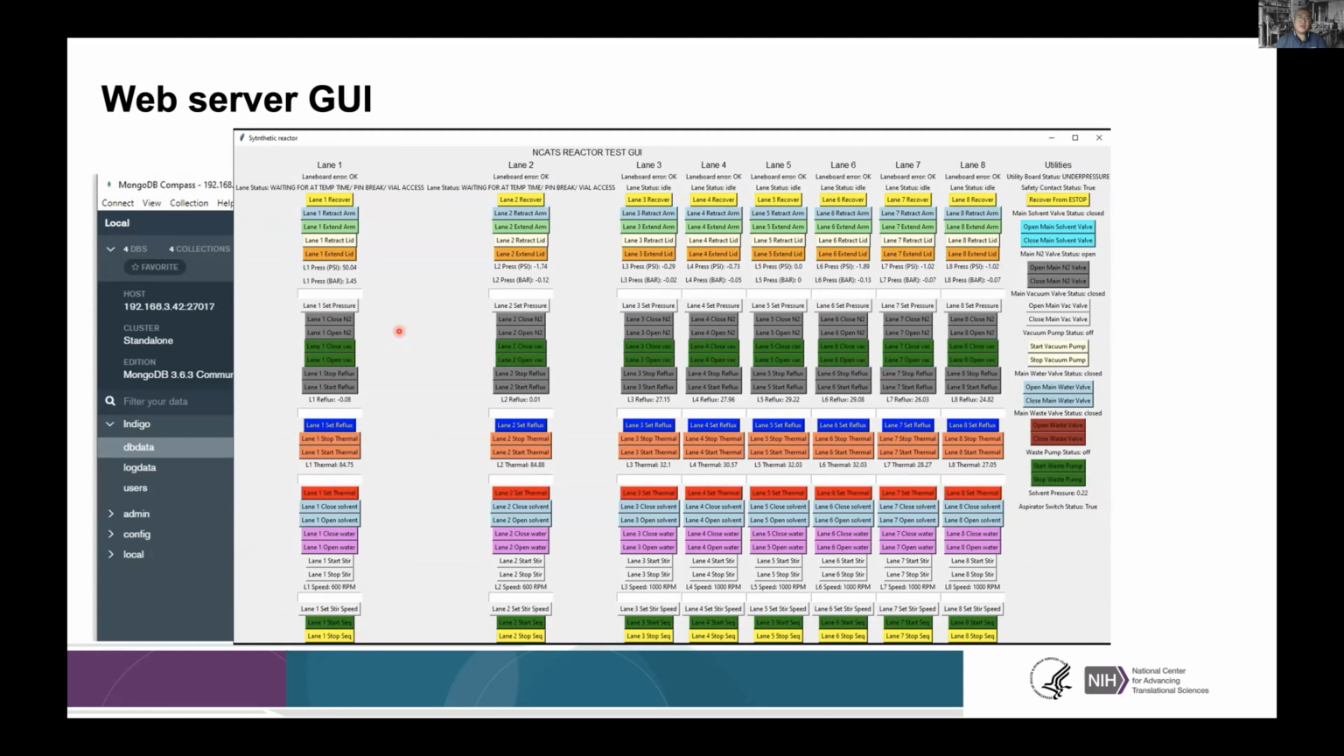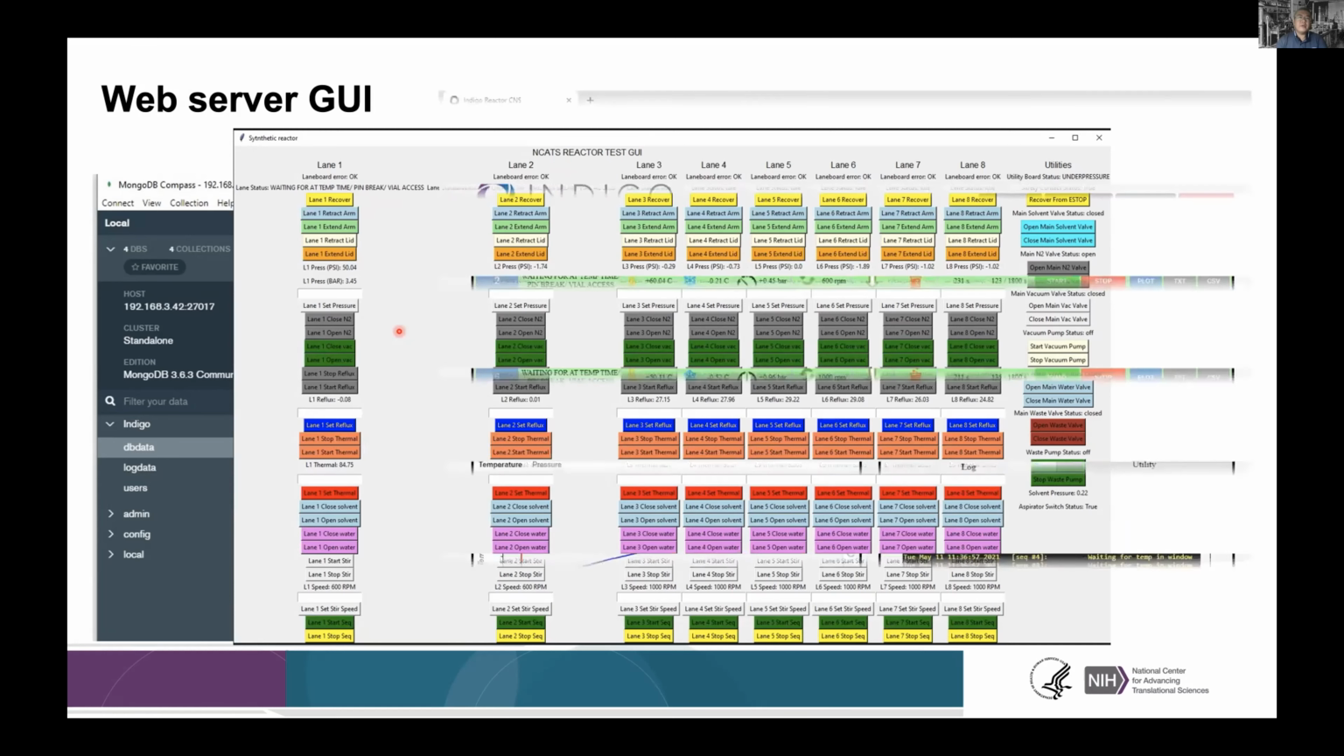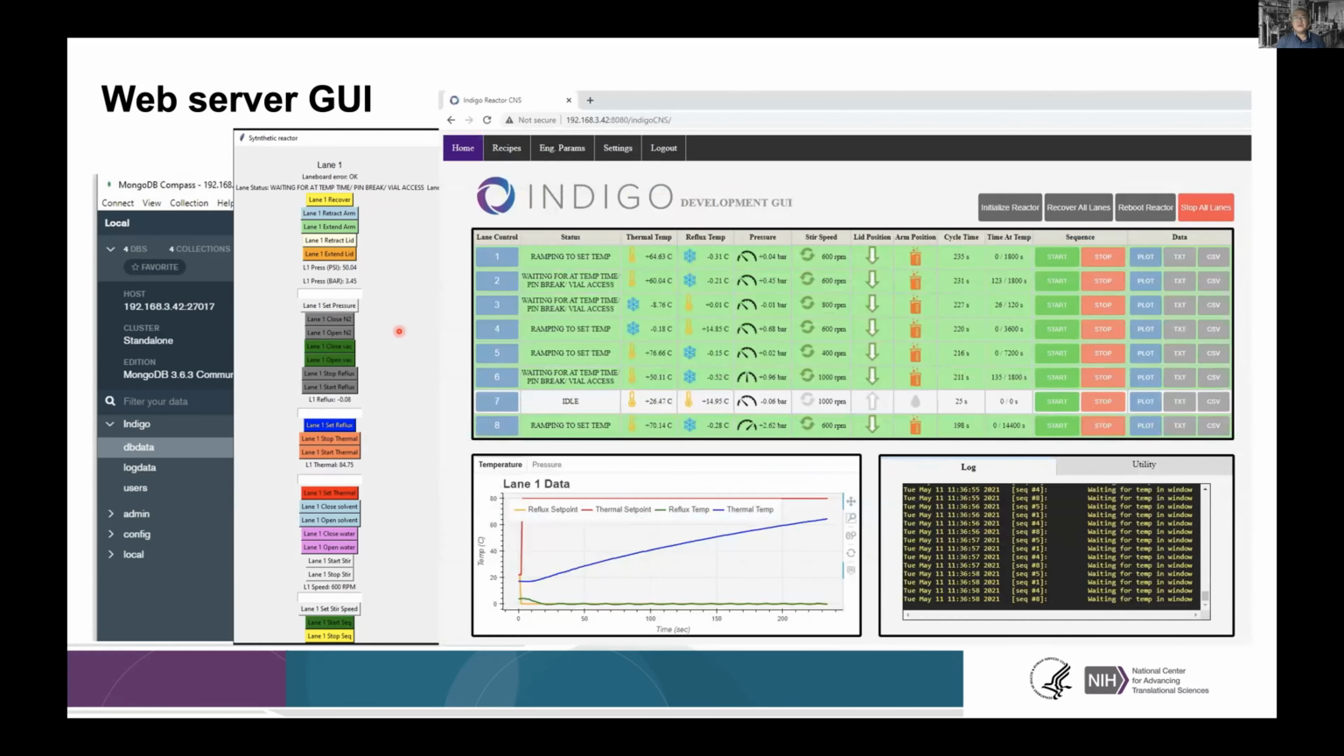To fix that, we came up with the third version of the software. We call that the web server GUI software. This software uses a web server to connect to the reactor, so you don't need to have the HMI unit. You just need a computer. You connect to it with your web browser and input your IP into the Indigo IP address, and you can connect to the Indigo.